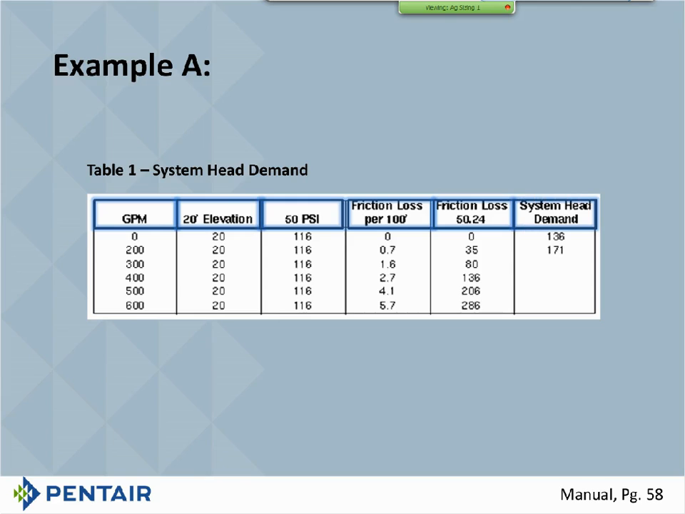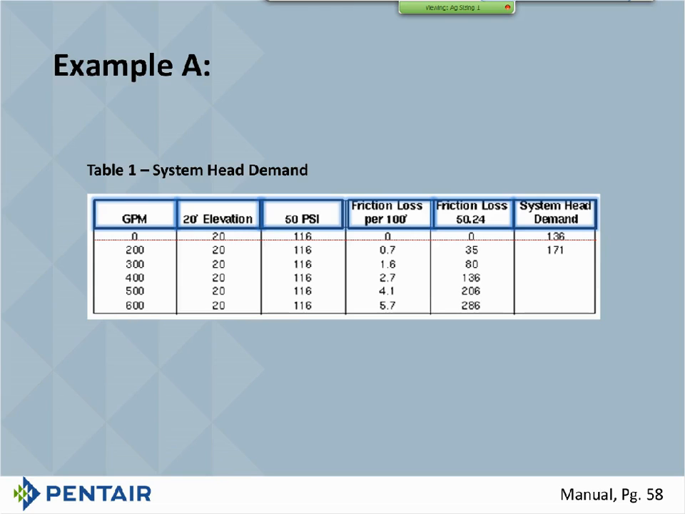All right? So we're going to start out simple. We're going to say, geez, we're not going to use any water at all. We still need that 20 feet of elevation. We still need that 116 feet for the pressure. Obviously, because there's no water moving, there's no friction loss. So our system head demand is 136.